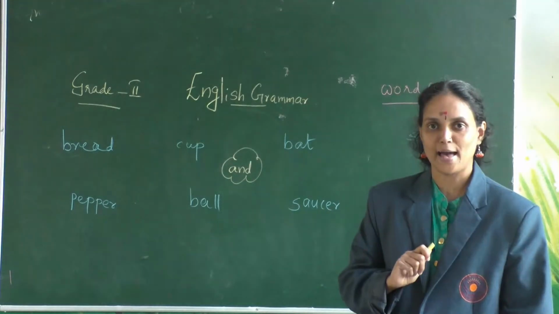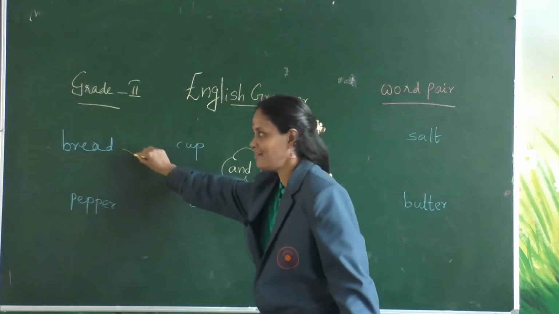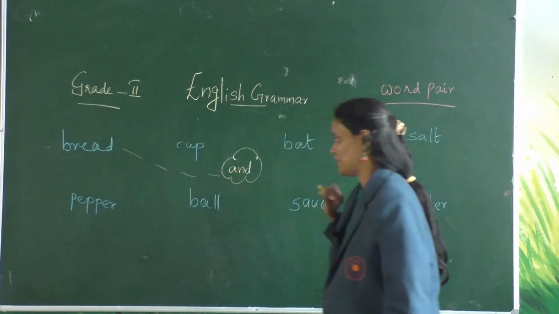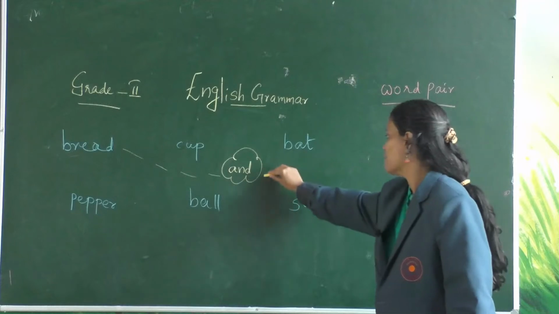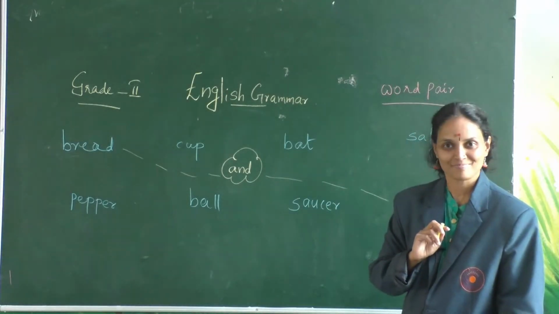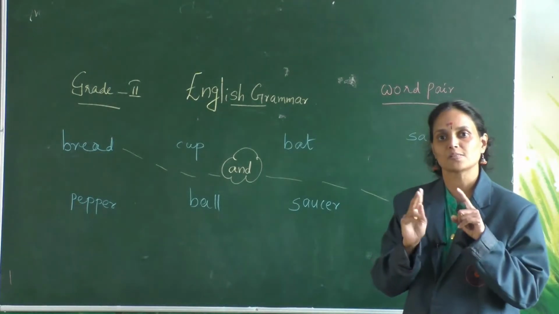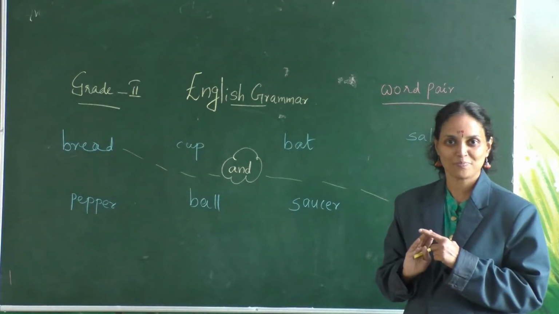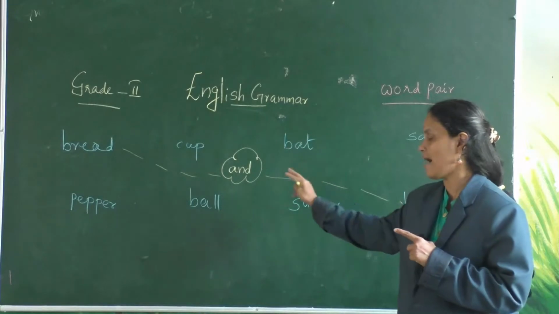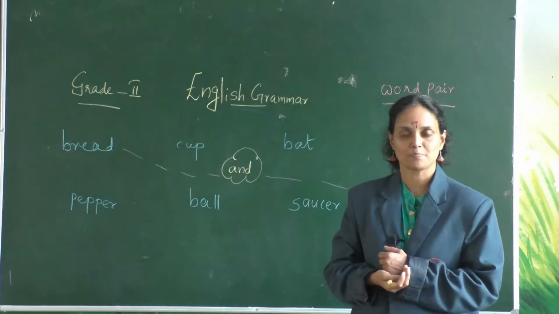I can give you an example. First word pair can be bread. Which word can be used here with bread? Butter. Bread and butter. This is a word pair. A pair of two words, a combination of two words. Correct? Bread and butter. Similarly, try to find out other words.